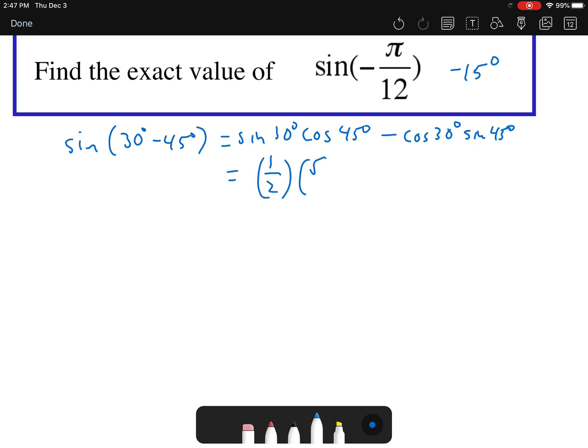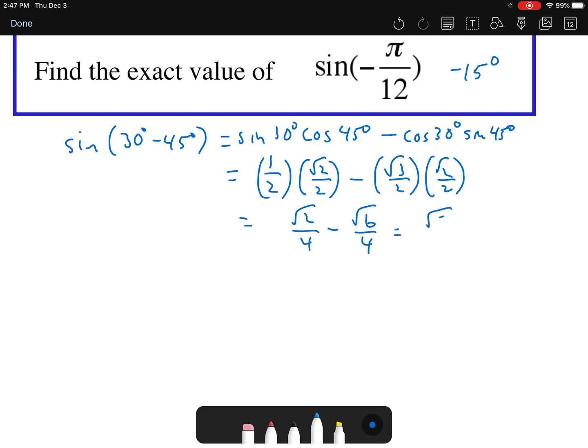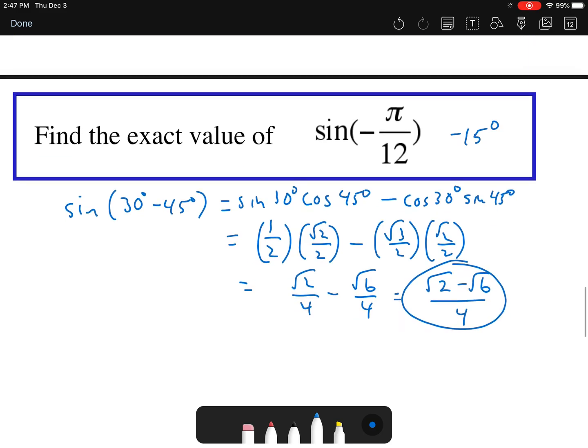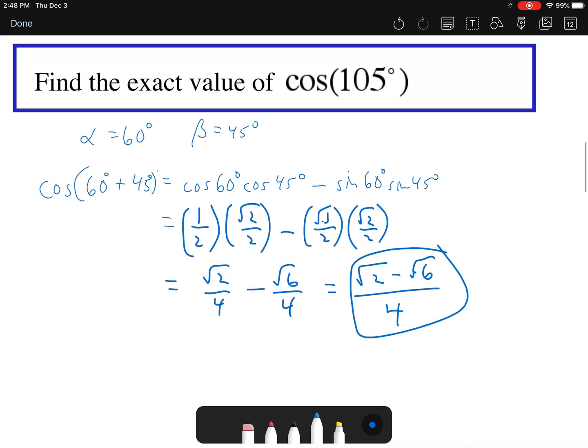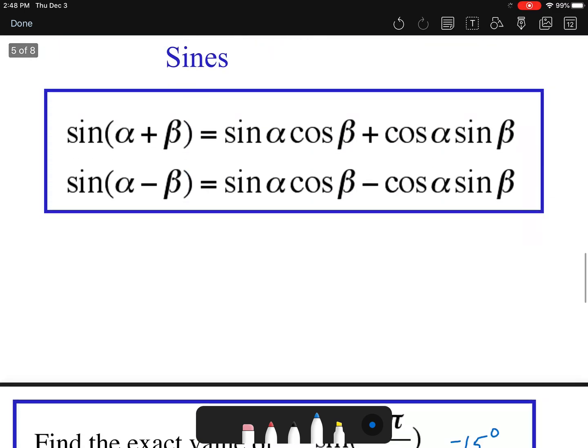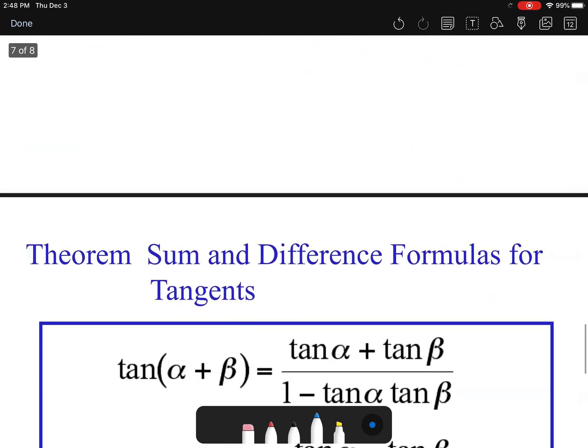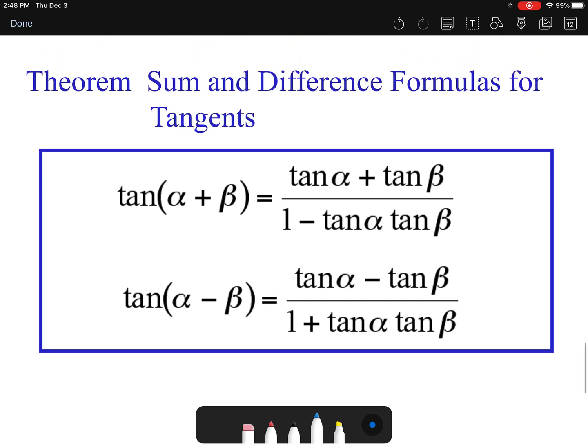and we evaluate. What's the sine of 30? 1/2. Cosine of 45. Let's see, the cosine of 30 is radical 3 over 2. The sine of 45 is radical 2 over 2. That's radical 2 over 4 minus radical 6 over 4. And guess what? We got the same answer. So the sine of negative 15 is the same as the cosine of 105. Interesting. Radical 2 minus radical 6 all over 4.